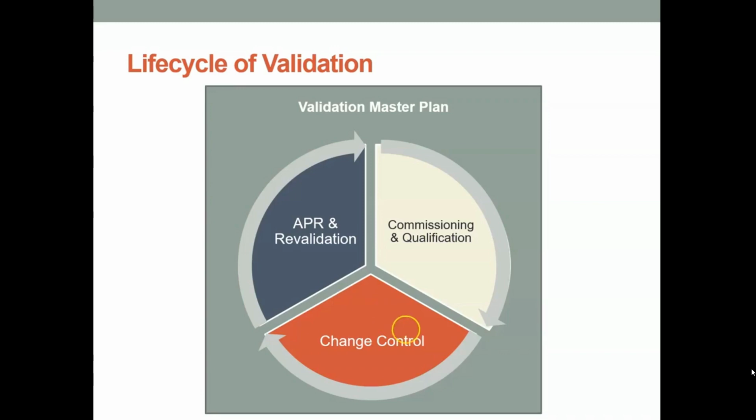There are a couple of really important systems to make sure that that happens. Number one here is the change control system. So we're going to be talking about that in more detail in a minute. And also your annual product review and your revalidation policy for your site. So all of these would be detailed in your validation master plan here. By managing all of those aspects appropriately and effectively, you will maintain the validation status of your site.